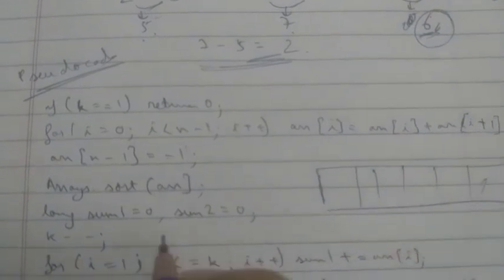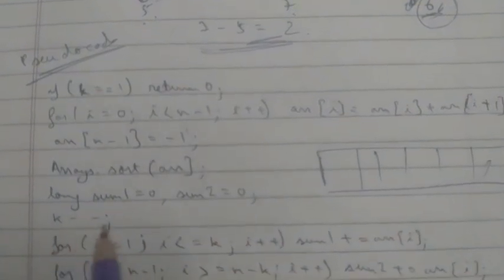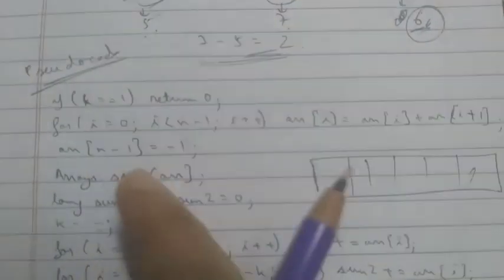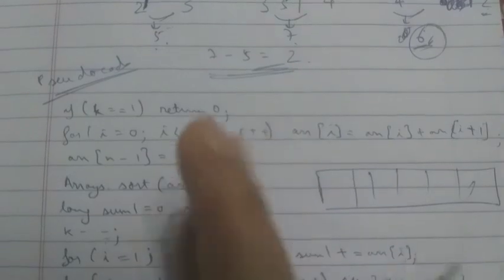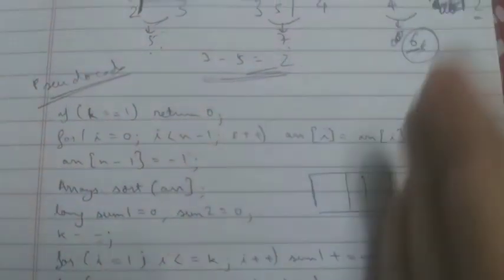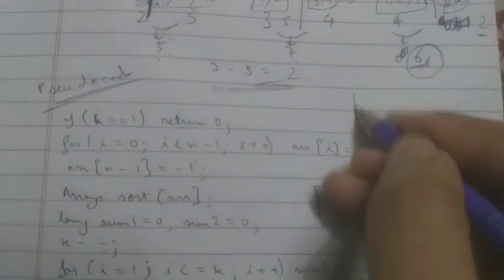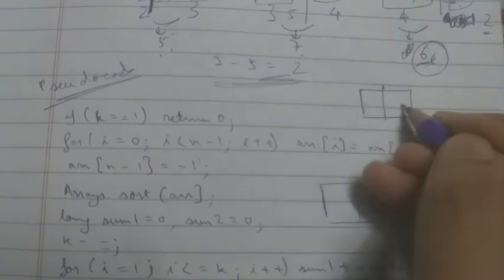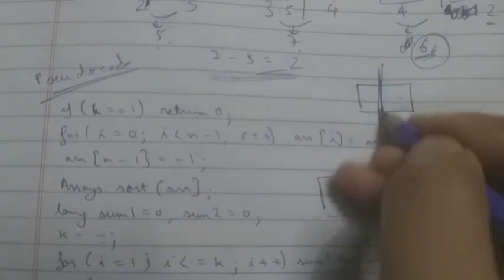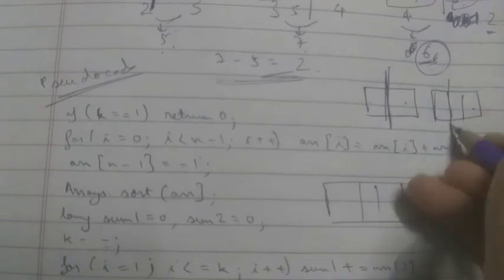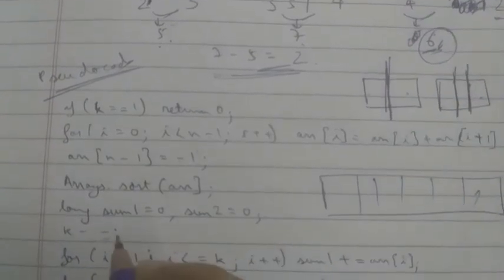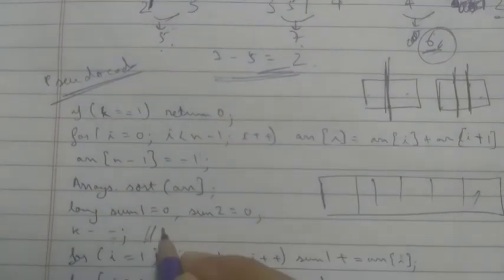So first of all, k minus minus, because the number of partitions is actually 1 plus the number of borders. So if k is 2, that is there are 2 parts, then the number of borders is 1. If k is 3, that is 3 parts, then the number of borders is 2. So that's the reason why I'm doing k minus minus. This is borders.